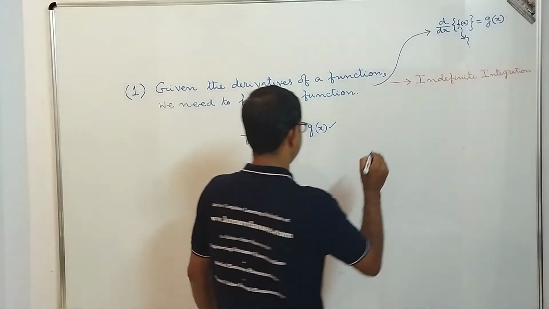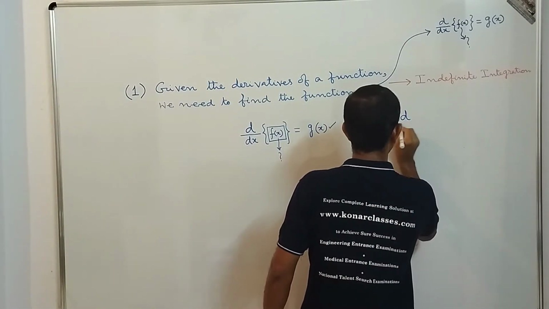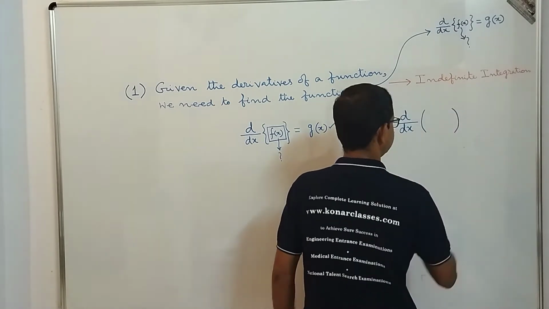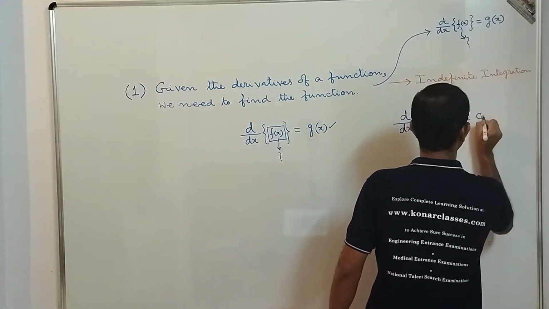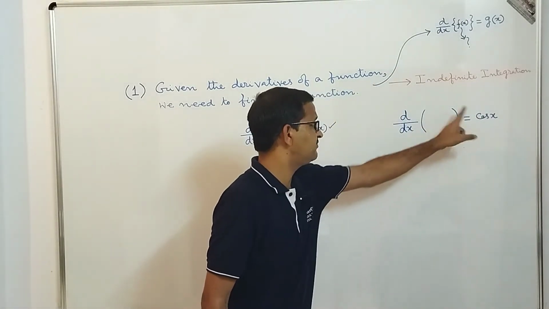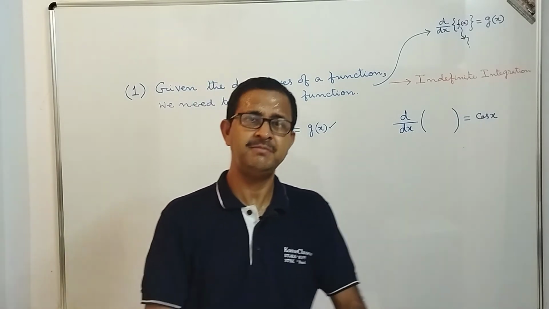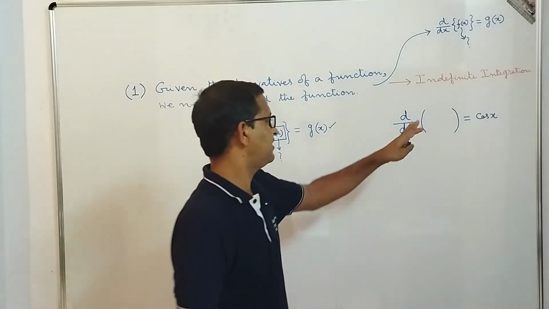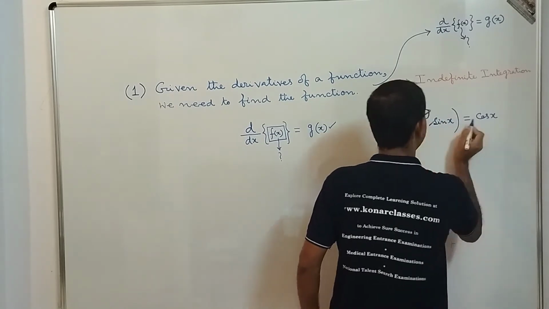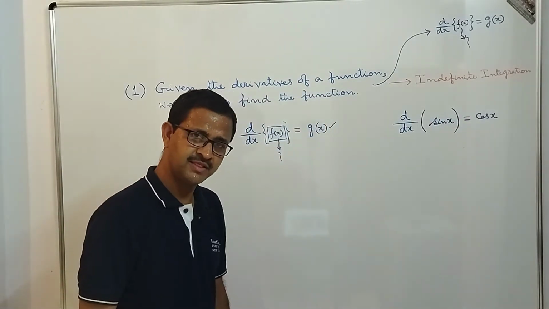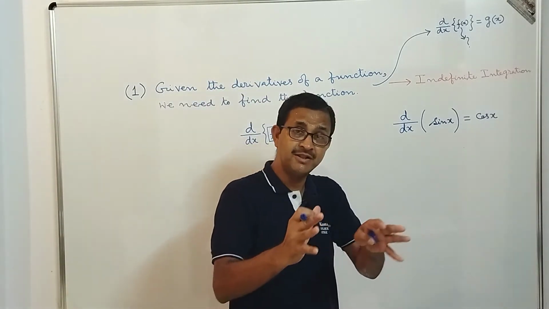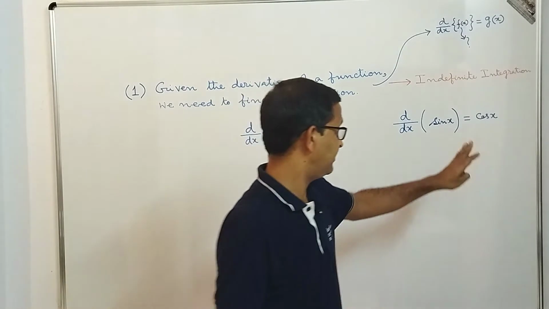Let me give you an example. Suppose d/dx of some function is given to you as cos x. Now which function is it whose differentiation is cos x? Maybe many of you can tell, oh sir, it is sin x, whose differentiation is cos x.